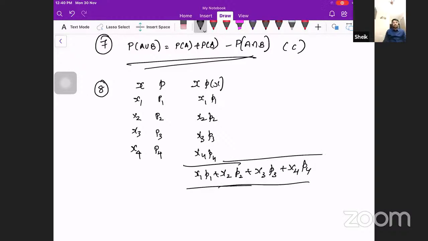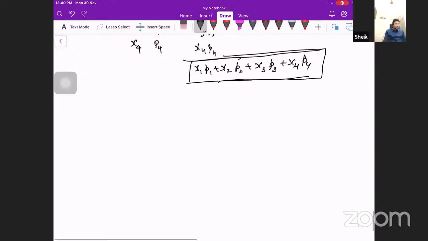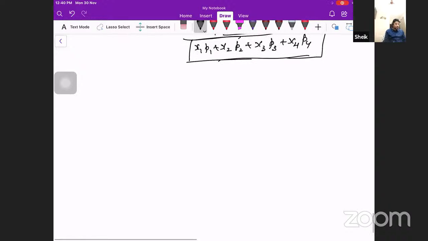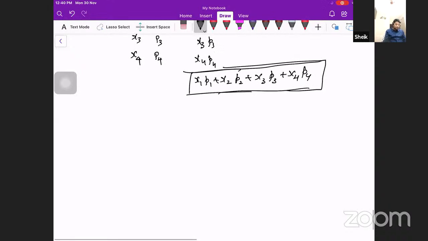In the examination, you are not supposed to draw this table. We don't have time for drawing these tables. We have to just write the final answer like x1 p1, x2 p2, x3 p3, x4 p4. That is our option C. That is, we need to multiply the random variable and the probability. So that is what our sum number 8 is. Okay. Now, come to sum number 9.